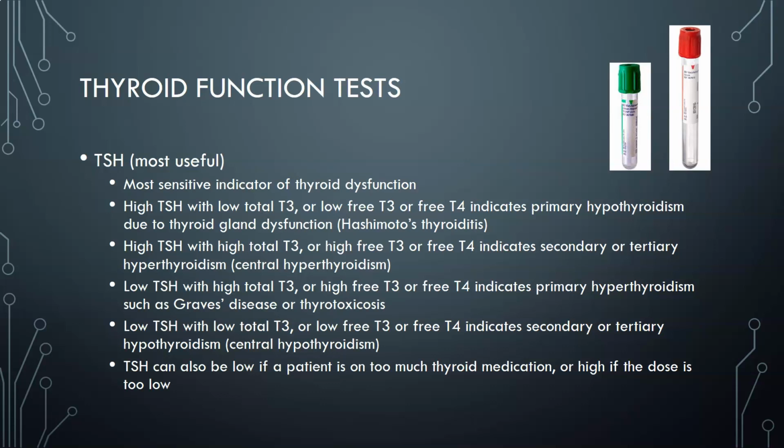So the thyroid gland itself is what's not working, and that's why there's high TSH, because the pituitary is working adequately and it's trying to stimulate the thyroid gland to function, and that's why you have high TSH.